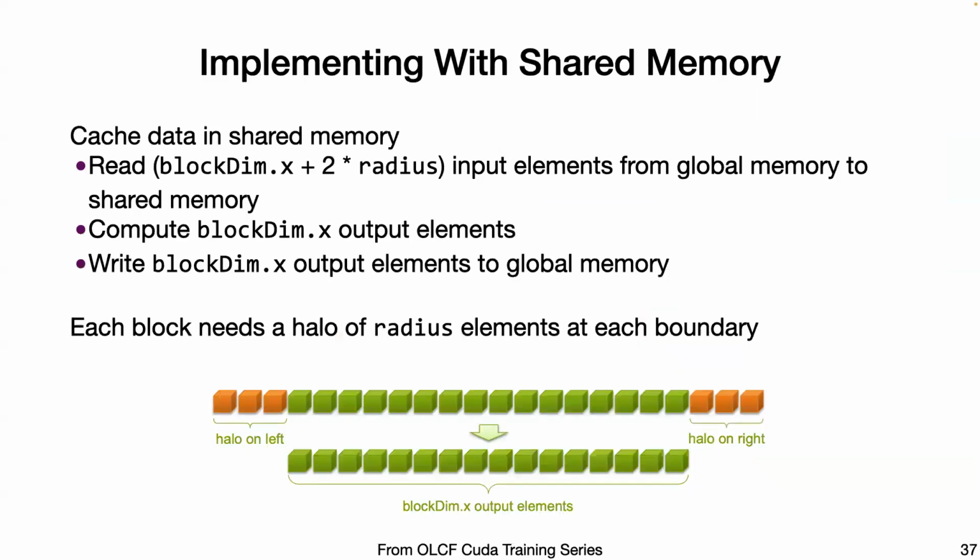Okay, so if you wanted to implement this stencil in shared memory, you would first read this. This is the length of your block, blockDim.x, plus your radius elements on both ends. This is the number of input elements that you need from global memory into shared memory to compute blockDim.x output elements. You compute this many output elements and write this many elements into global memory, and you have slightly more input elements than output elements, just 6.